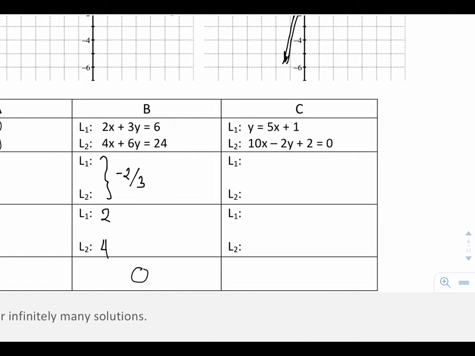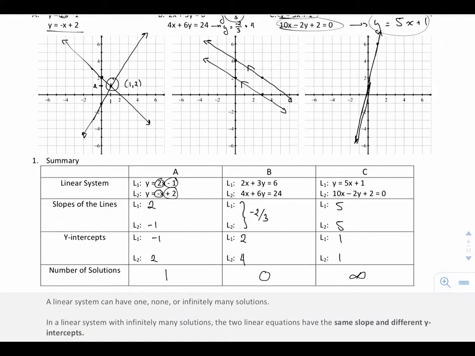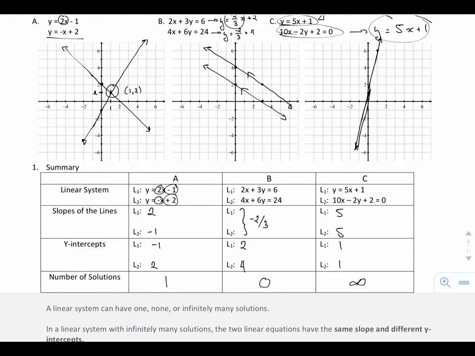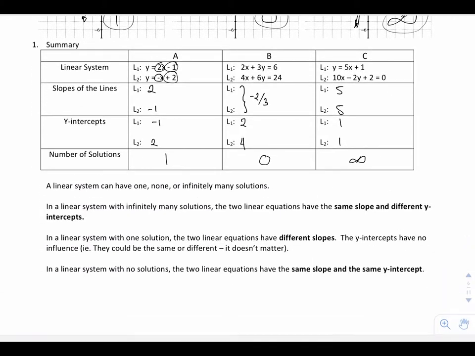And for the last one, well, we saw that the slopes were the same, and the y-intercepts were the same as well. And the solutions, well, if you have a line lying on top of another line at every single point, we say it has infinitely many solutions, or just write the infinity sign. So those are the three ways in which lines can interact with each other. Either they intersect at one point, or at no points, or at infinitely many points. And down here is just a summary of all these facts and some of the consequences of them.